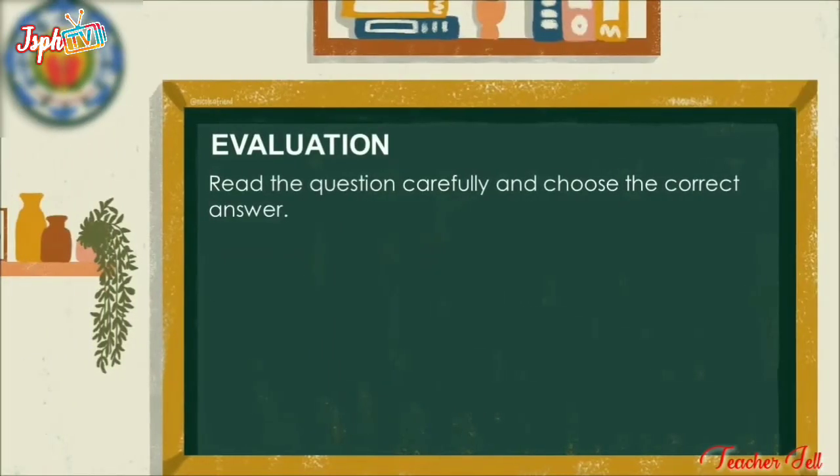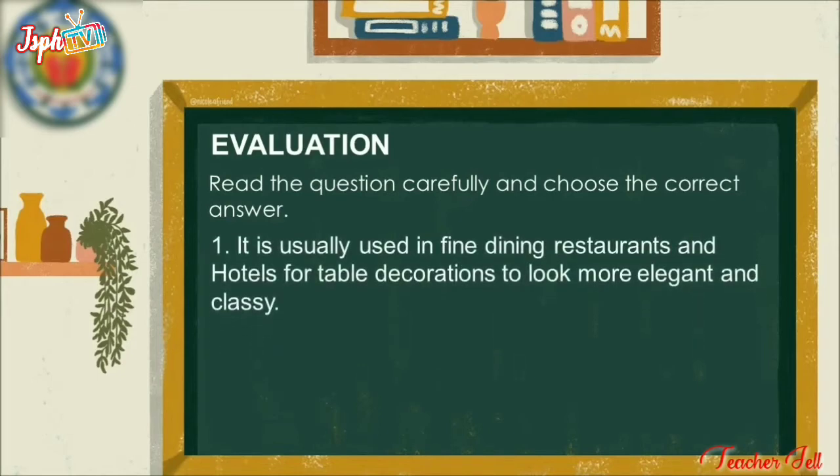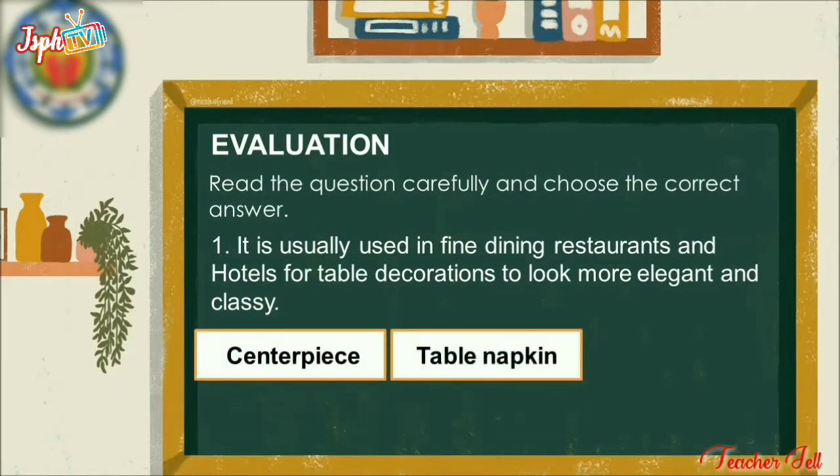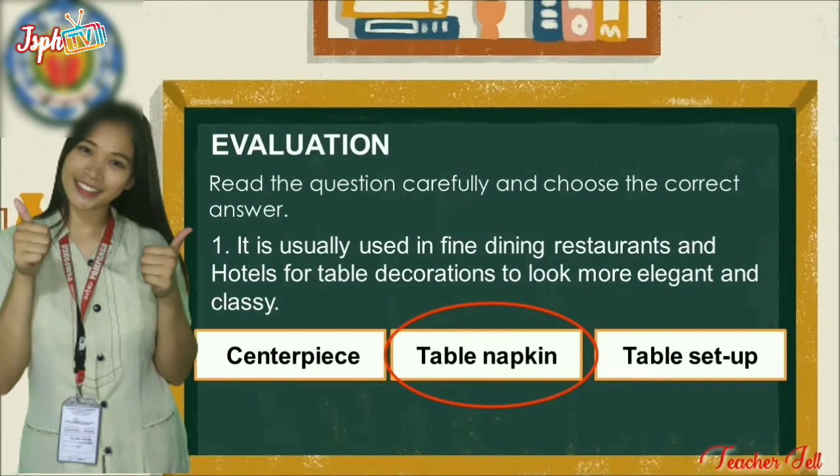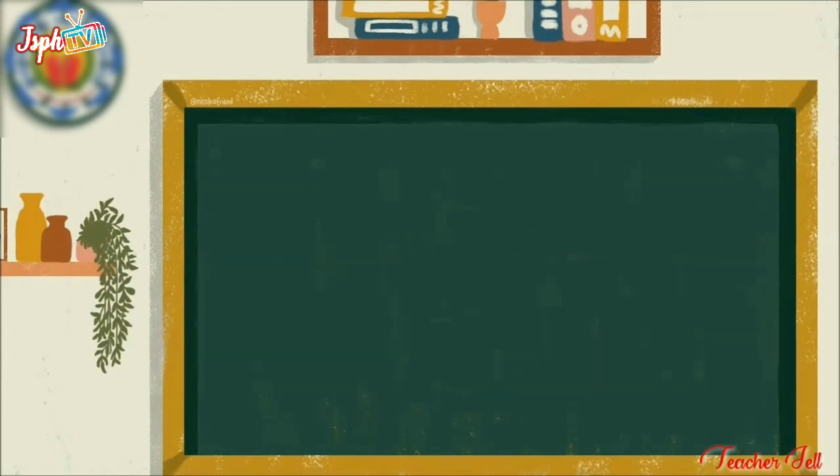Okay, now let's proceed to evaluation. Read the question carefully and choose the correct answer. Number 1. It is usually used in fine dining restaurants and hotels for table decorations to look more elegant and classy. Centerpiece, table napkin, or table setup? Okay, table napkin is usually used in fine dining restaurants and hotels.